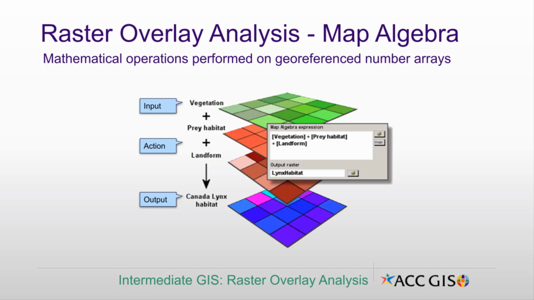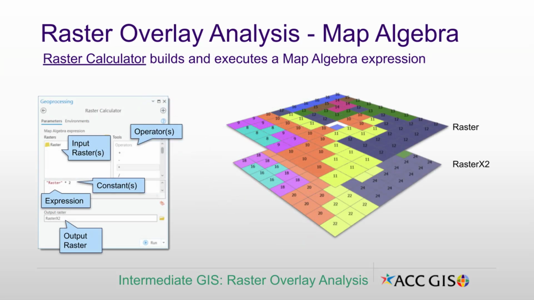And if you look to the right, you can see the actual map algebra expression that we utilize to create our suitability index for the Canada lynx habitat. The expression is vegetation plus prey habitat plus landform equals the output raster, in this case, the lynx habitat. In ArcGIS, we use the raster calculator to build and execute a map algebra expression.